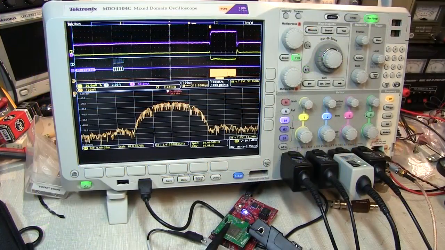The mixed domain oscilloscope can give you a time-correlated view of your analog signals, such as voltages and currents, your digital signals, including buses, and your RF signals, all in the same display. This dramatically simplifies the process of validating and troubleshooting the integration of wireless devices into your designs.